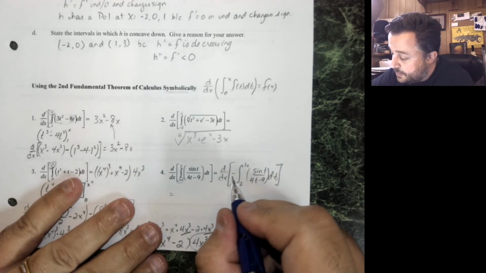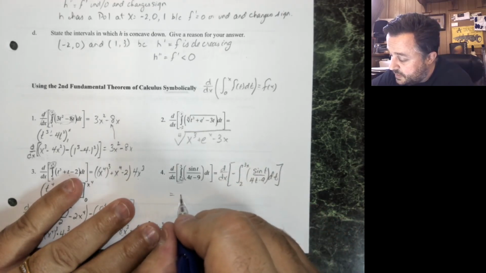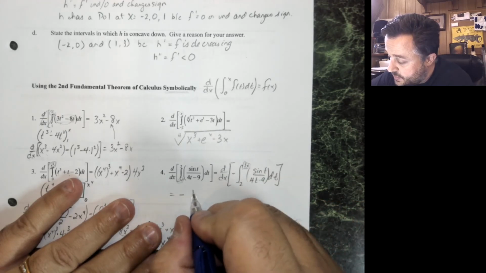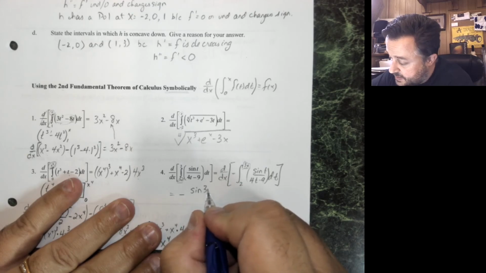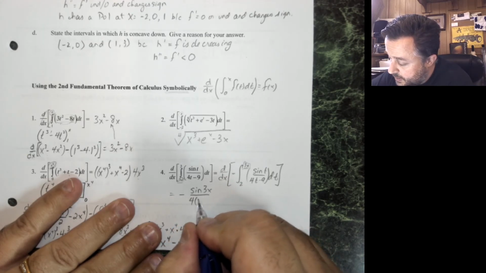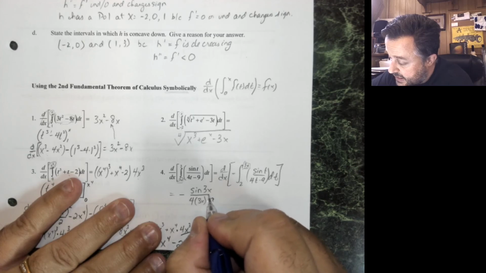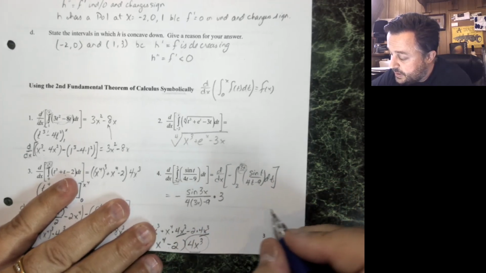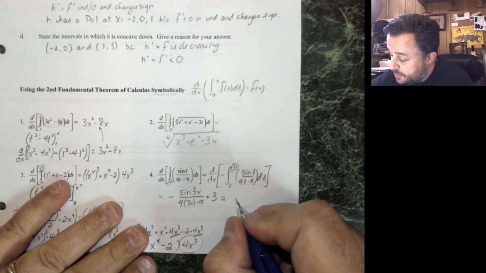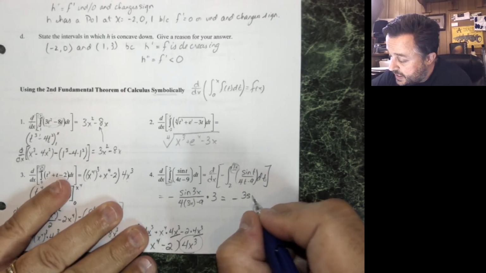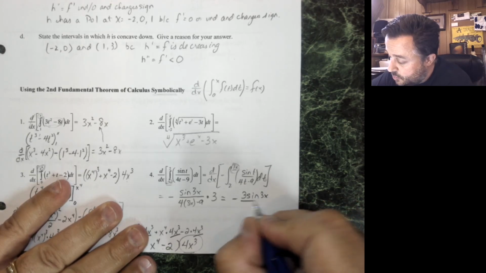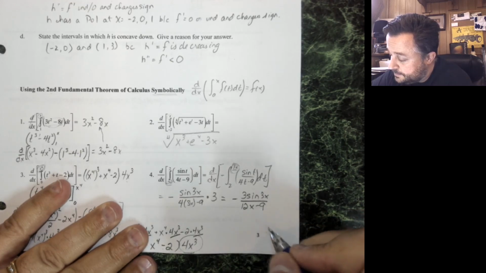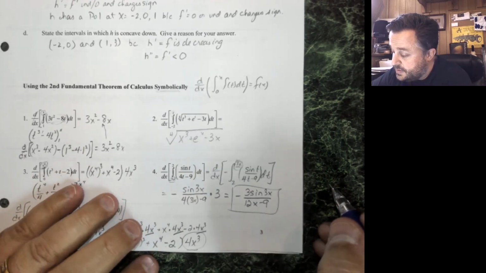So first of all, with derivatives, that negative can pull through. We're going to evaluate this function at 3x. So it's sine of 3x over 4 times 3x minus 9, times the derivative of 3x, which is just 3. We can simplify this by writing negative 3 sine of 3x over 12x minus 9. So that's all there is for questions like this.